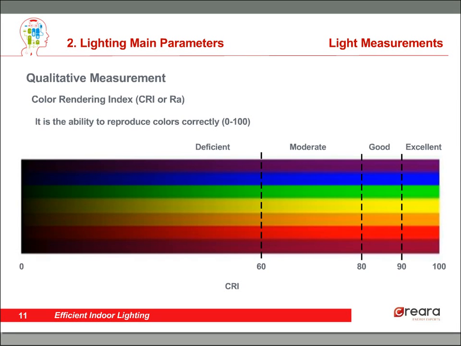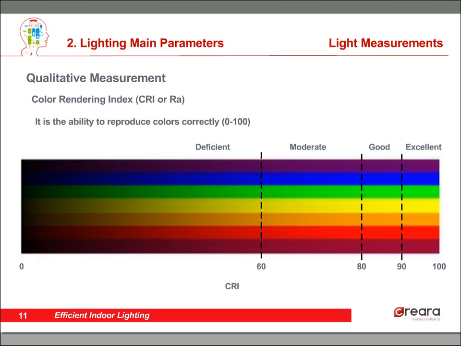We also can measure, as we said, the quality. In lighting, quality means our capacity of seeing different colors. There is an index called Color Rendering Index, or CRI, that shows the quality of a lamp. This graph shows us how we see colors depending on the quality of the light.